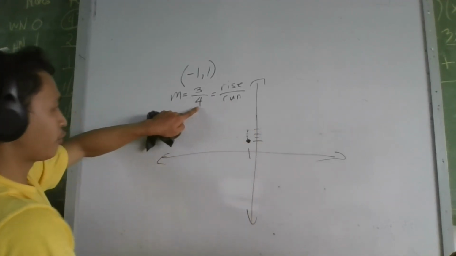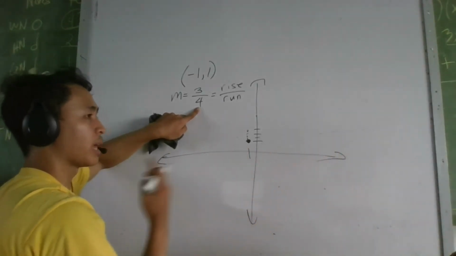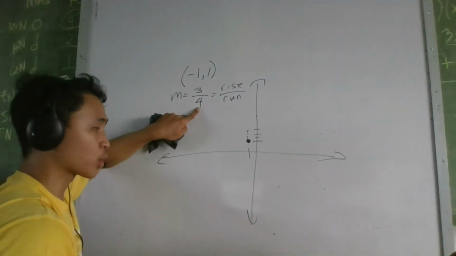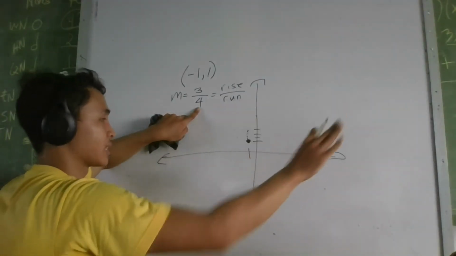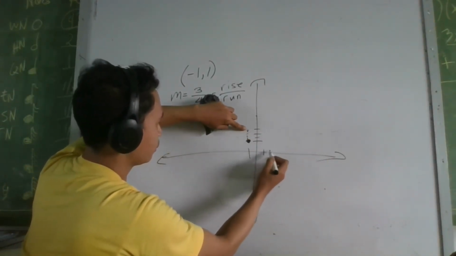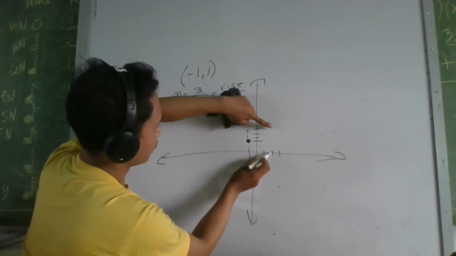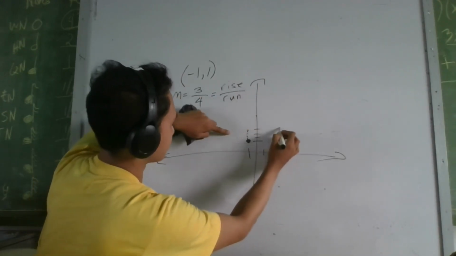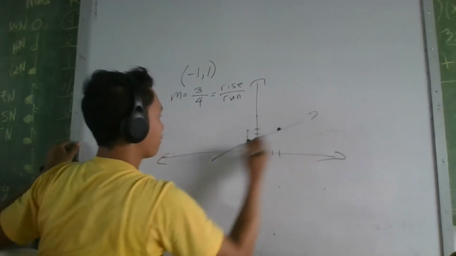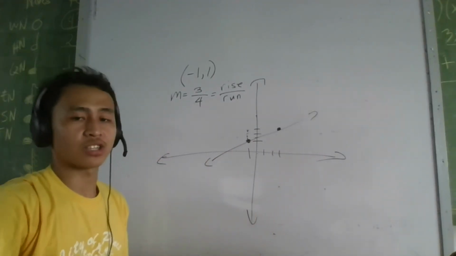Then run 4 units. Okay? We have to run 4 units. Saan? Right or left? Ano yung sign ng slope natin? Positive or negative? Positive. Therefore, we should run to right. Kasi nga positive. So from this point, we have 1, 2, 3, 4. So it's right there. Okay? Then we can now connect the graph. And that is yung magiging phase ng line natin sa Cartesian plane.